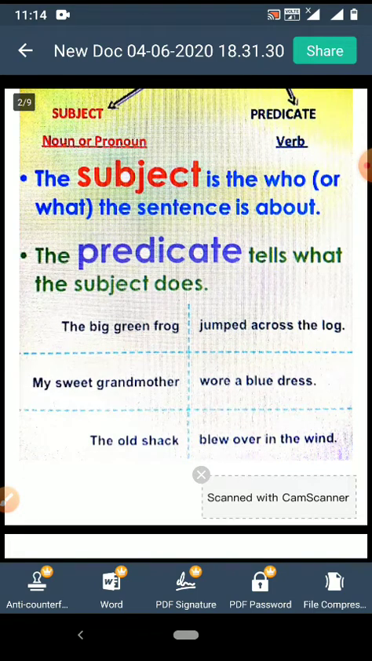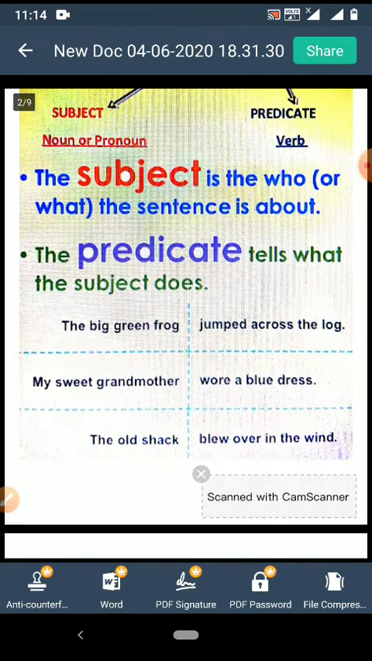Third, the old shack blew over in the wind. Again, frame a question in your mind. What blew over in the wind? Answer would be the old shack. So, the old shack is the subject, while blew over in the wind is the predicate.